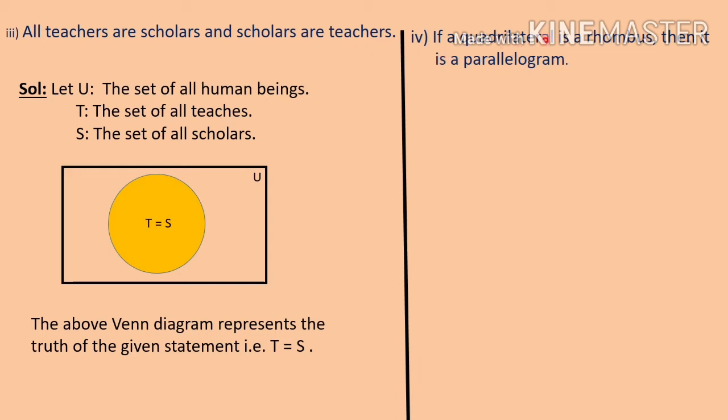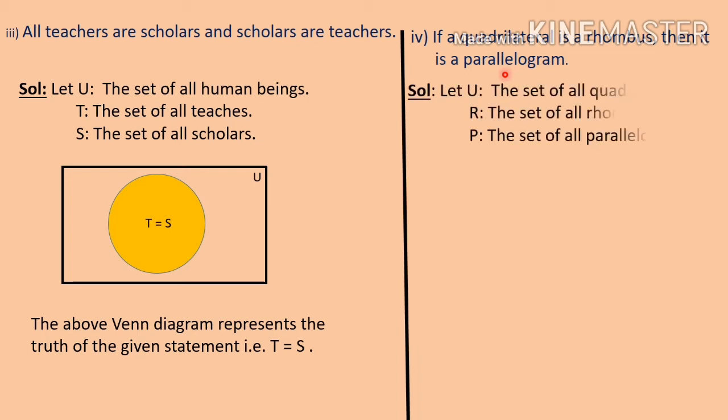If a quadrilateral is a rhombus, then it is a parallelogram. Now again over here we have a set of rhombuses and a set of parallelograms. And both rhombus and parallelogram are quadrilaterals. So we'll say let U be the set of all quadrilaterals, R be the set of all rhombuses and P be the set of all parallelograms.